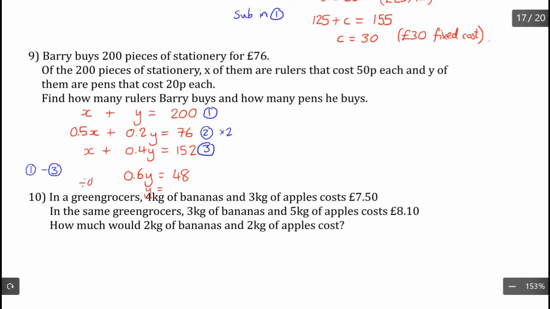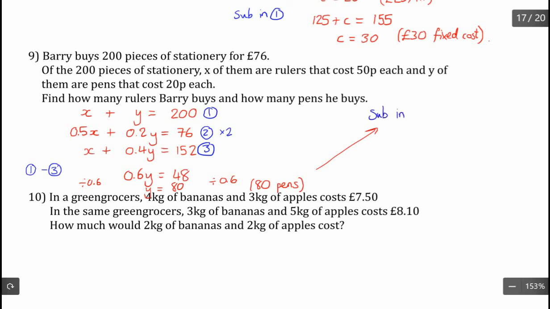we need to divide by 0.6. And you can just do that on a calculator. Or you might think that 48 is divisible by 6. So 48 divided by 6 would be 8. 48 divided by 0.6 will be 80. So we bought 80 pens. I'm going to come up here, we're going to sub in to find x.